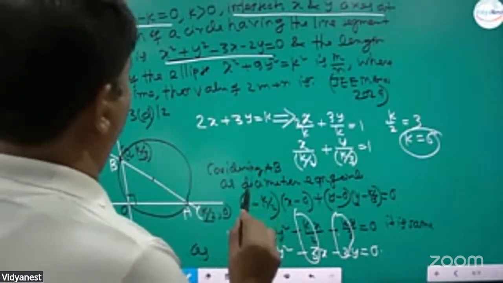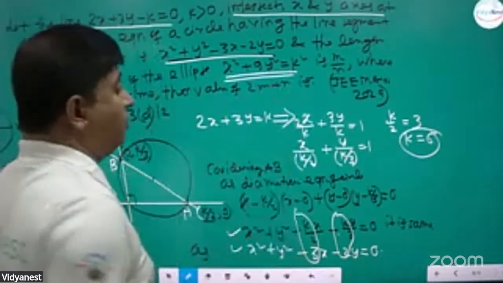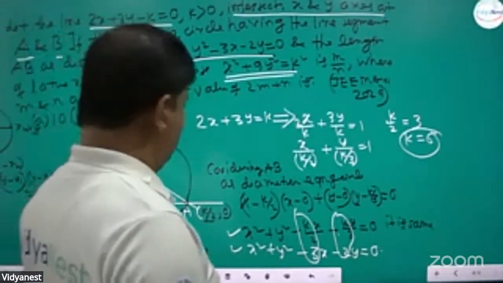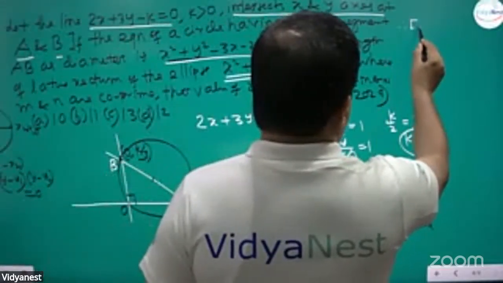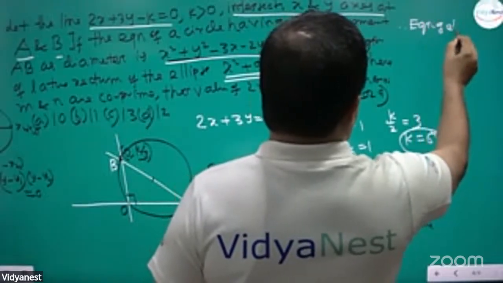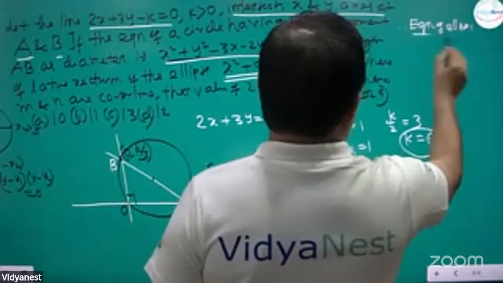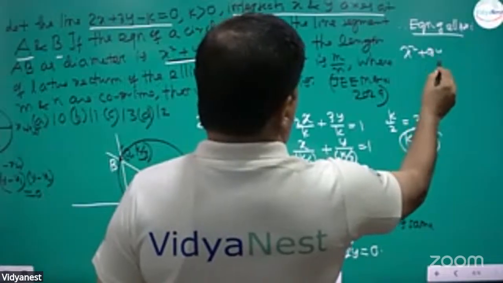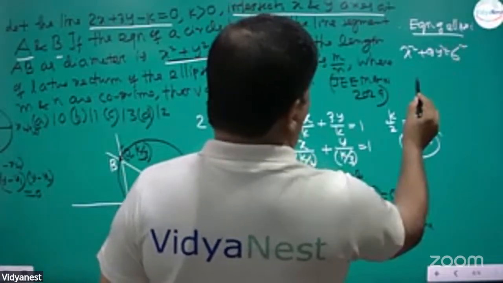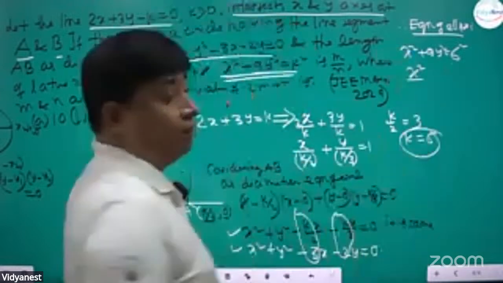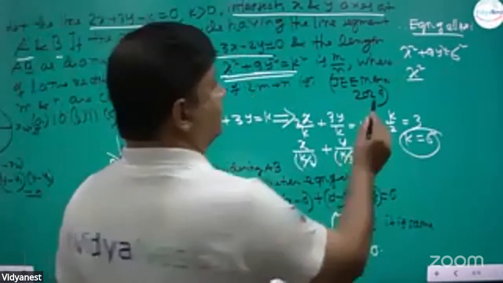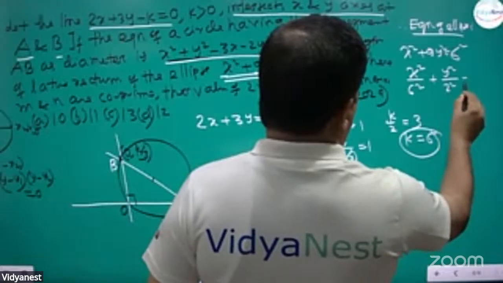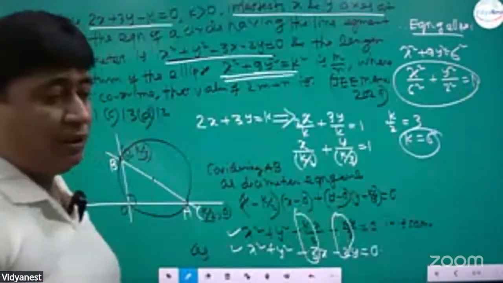Once you get K, the equation of the ellipse will be known to you. Therefore, the equation of the ellipse will be x square plus 9y square is equal to K square, means 6 square. Now, convert it into the standard form of ellipse: 9 by 36, 2 square. So it has become the standard form of the ellipse.